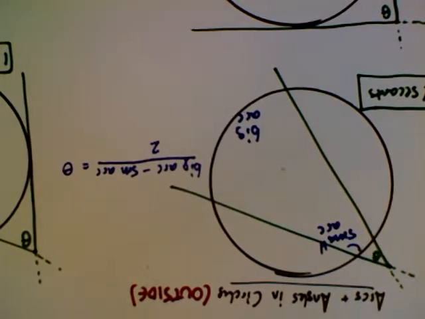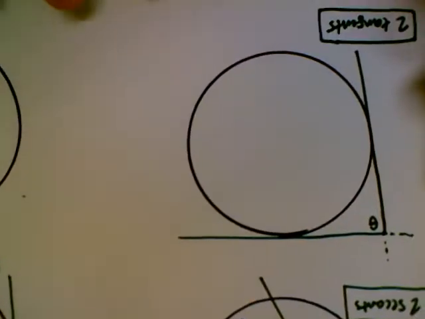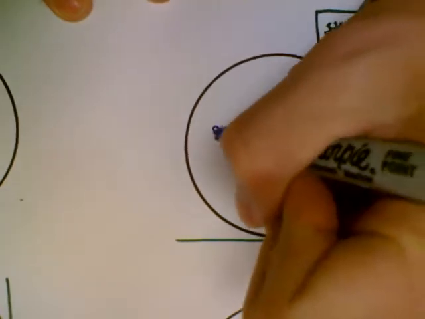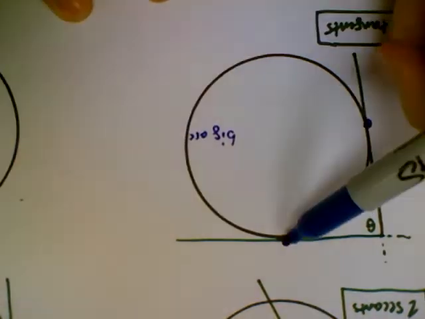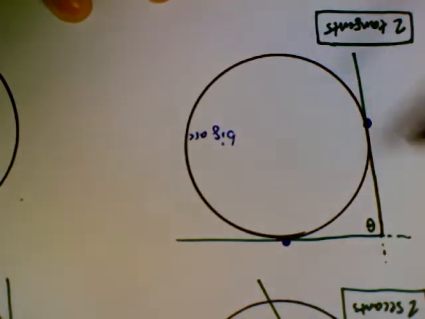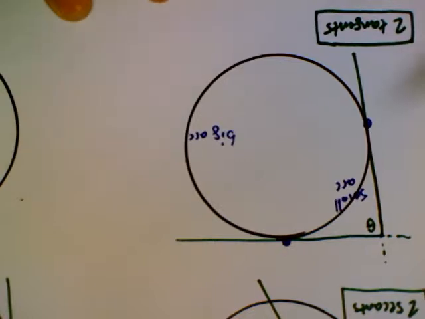And that is the same for all three of these. You take the larger one, you subtract the small one, you divide it by 2, and you're going to end up with that angle on the outside. So that's true for all three of them. If I look at the two tangents example down here, I've got a big arc right here. It goes from here to here, so it's large. It goes all the way around. And then I've got my small arc right here. I divide that by 2, and I end up with this angle.